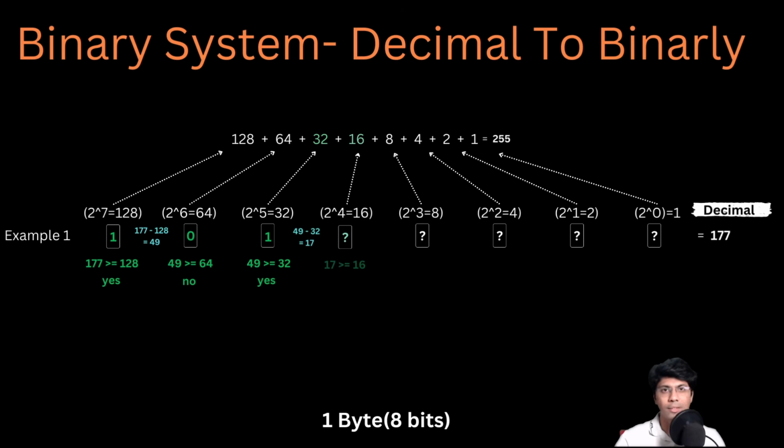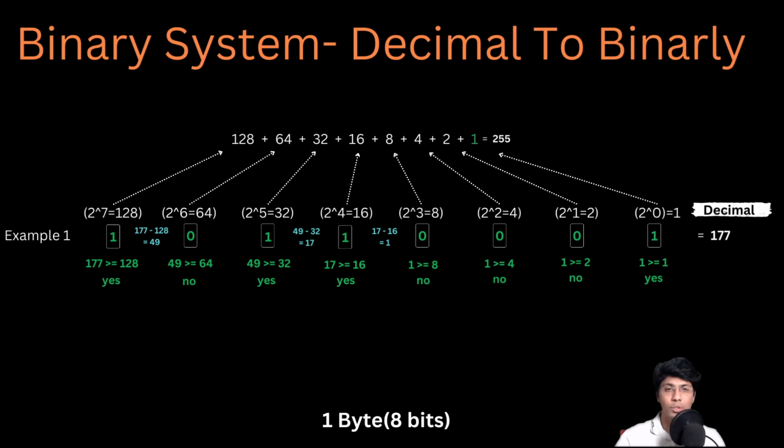For the next bit, is 17 greater than or equal to 16? Yes. Then the bit value becomes 1. And our remaining value is 17 minus 16, which is equal to 1. So is 1 greater than or equal to 8? No. Bit value becomes 0. Is 1 greater than or equal to 4? No. Bit value becomes 0. Is 1 greater than or equal to 2? No. Bit value becomes 0.